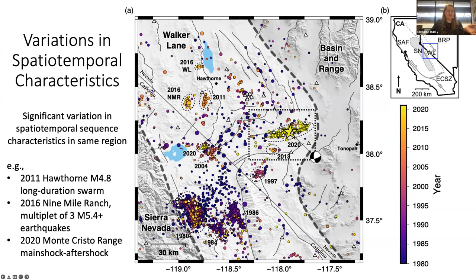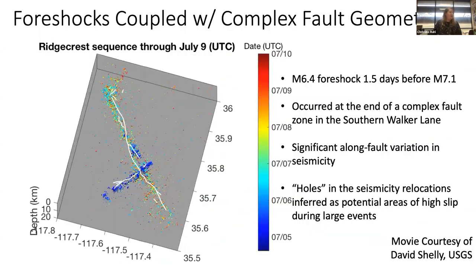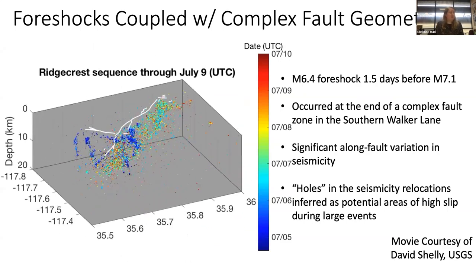Even the Monte Cristo range, this is a magnitude 6.5 earthquake, and it happened off of mapped surface faults. So if we're only using the surface geology to do seismic hazard, it's really not giving us the full picture of what's going on seismotectonically.